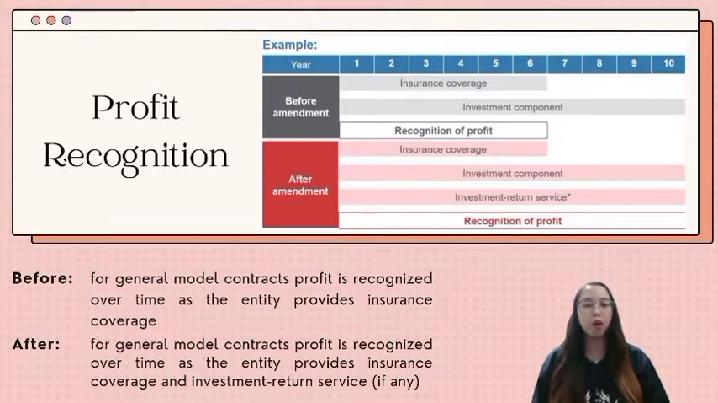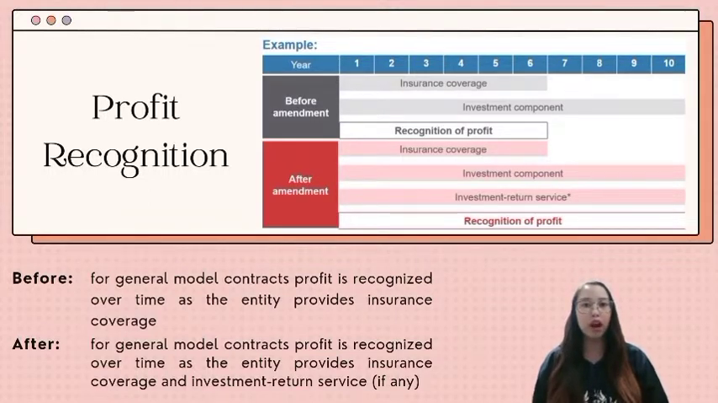Yung isang contract daw po, masasabing maaari po siyang nagpo-provide ng investment return service kapag una, may nag-exist daw po na investment component or yung policyholder ay merong right na mag-withdraw ng amount. Pangalawa po, yung entity daw po ay nag-expect sa investment component or sa amount po ng policyholder na may right po na mag-withdraw na mag-include po ng investment return, and lastly po, nag-expect po si entity na mag-perform ng investment activity para makapag-generate ng investment return.